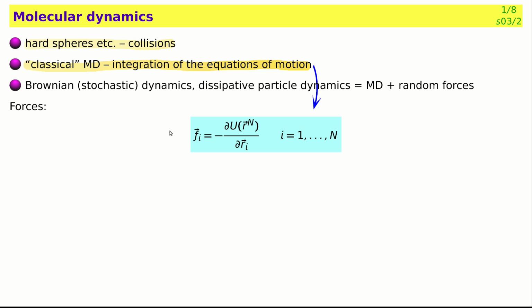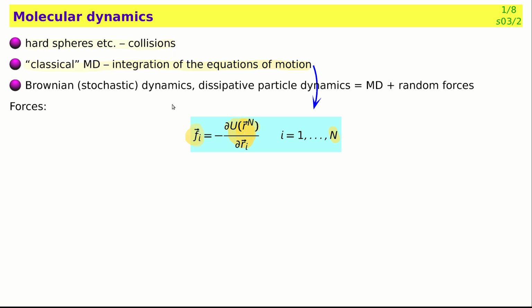That is, we have forces. Forces are given by gradients of the interaction potential, or the potential energy surface if you wish. If we have N atoms, we have 3N components of forces. In addition to this, we can sometimes add something else to these forces. These may be different types of random forces.